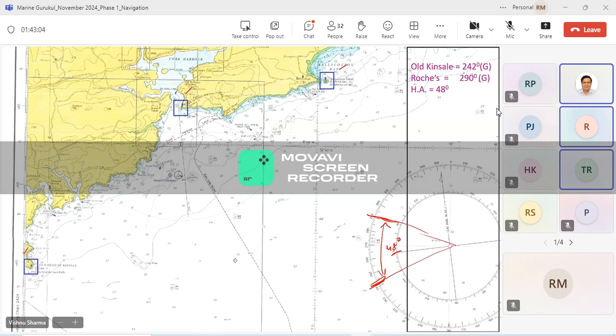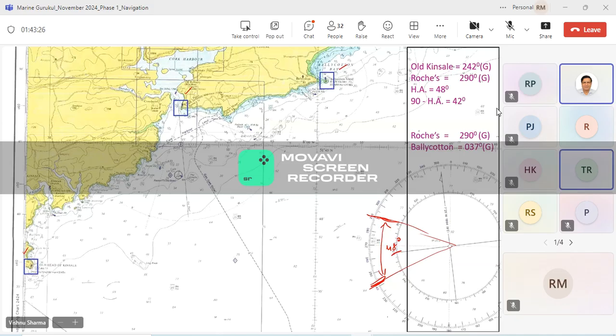Now, is the horizontal angle less than 90 or more than 90, guys? Anyway, what will be 90 minus horizontal angle? 90 minus horizontal angle will be plus 42. Am I right? Plus 42 degrees. Correct. Now let's pair Roches and Ballycotton Island.